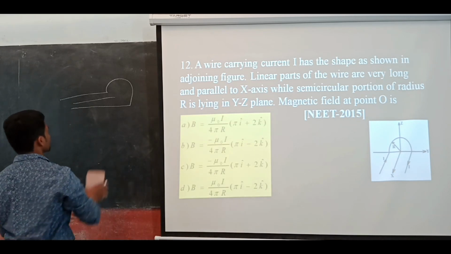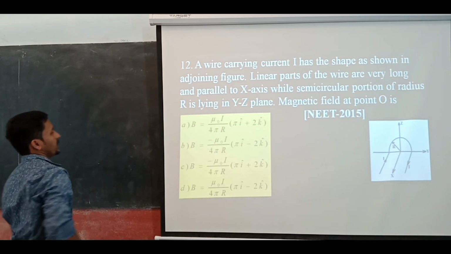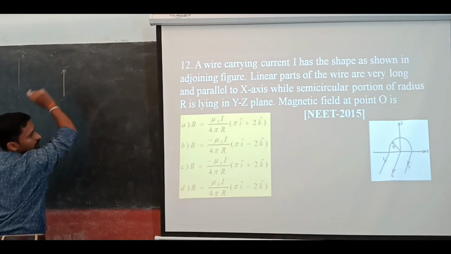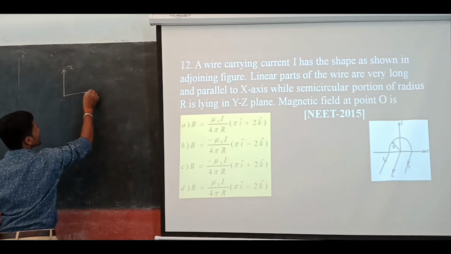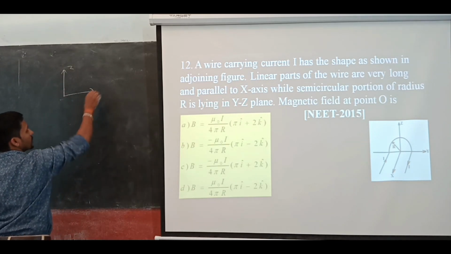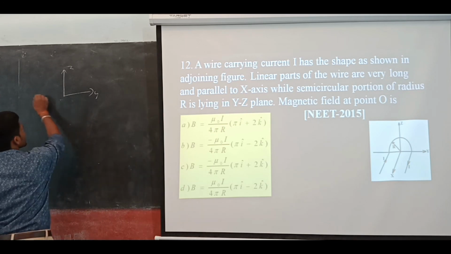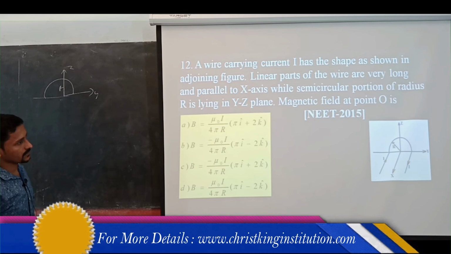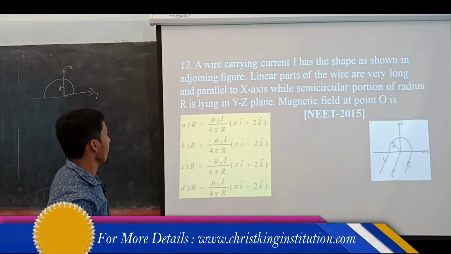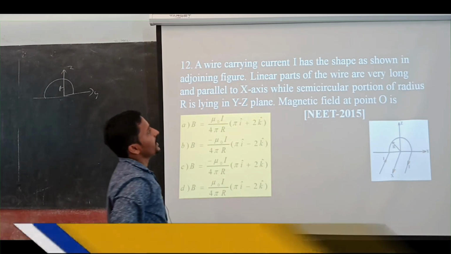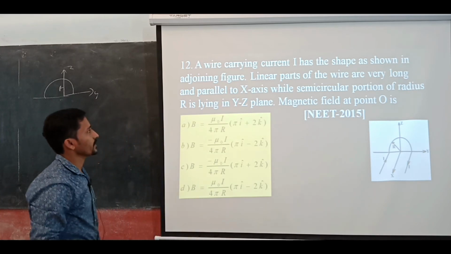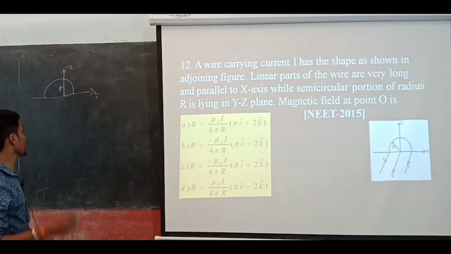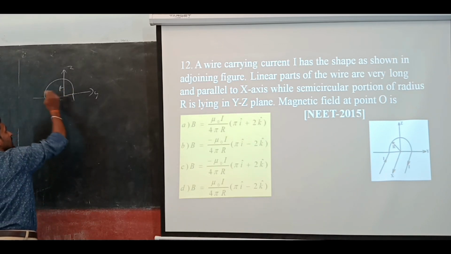Let me write it in that way itself, simply. So X is there, Y is there, Z is there. This is Z, this is y and this is x towards you in this way. R is the radius. A wire carrying current I has the shape as shown in the adjoining figure. Linear parts of the wire are very long and parallel to the x-axis.